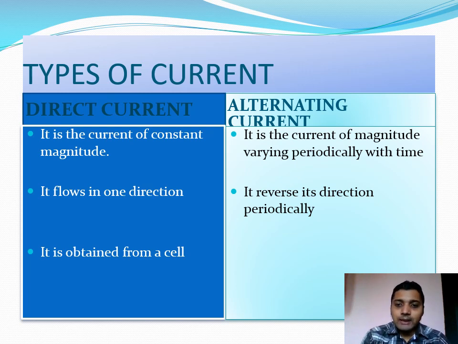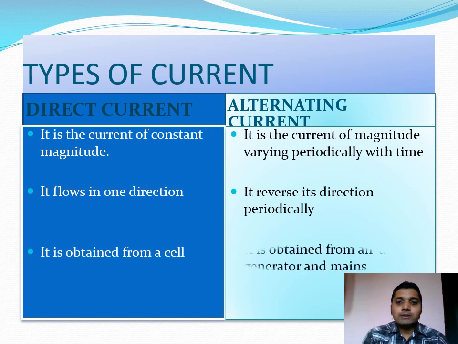From how much time it takes to change, we can also calculate the AC supply frequency. This mainly comes from a generator, an AC generator. It comes from the mains supply. So these are the two types of current: one is alternating current and one is direct current.